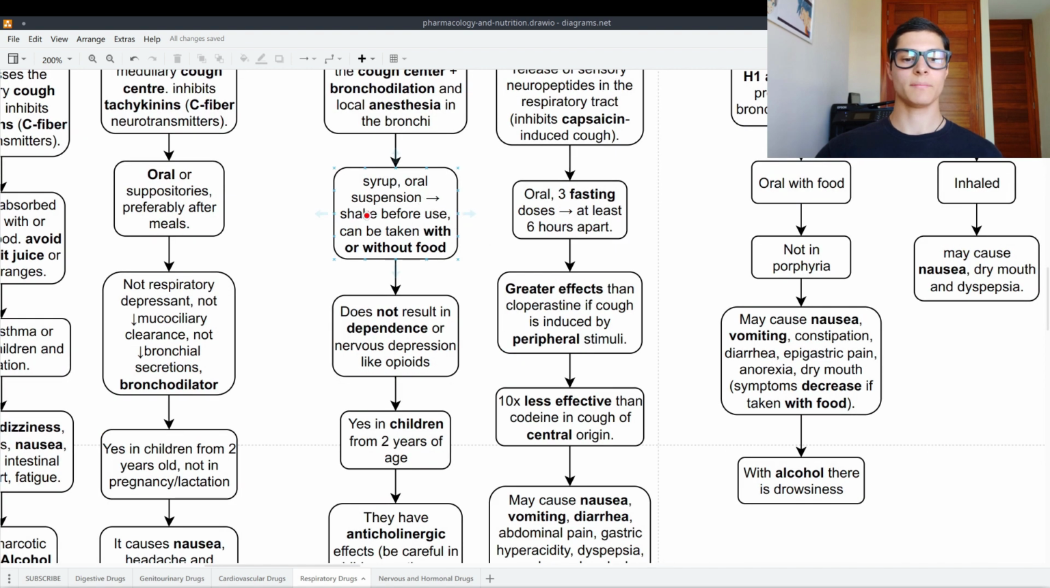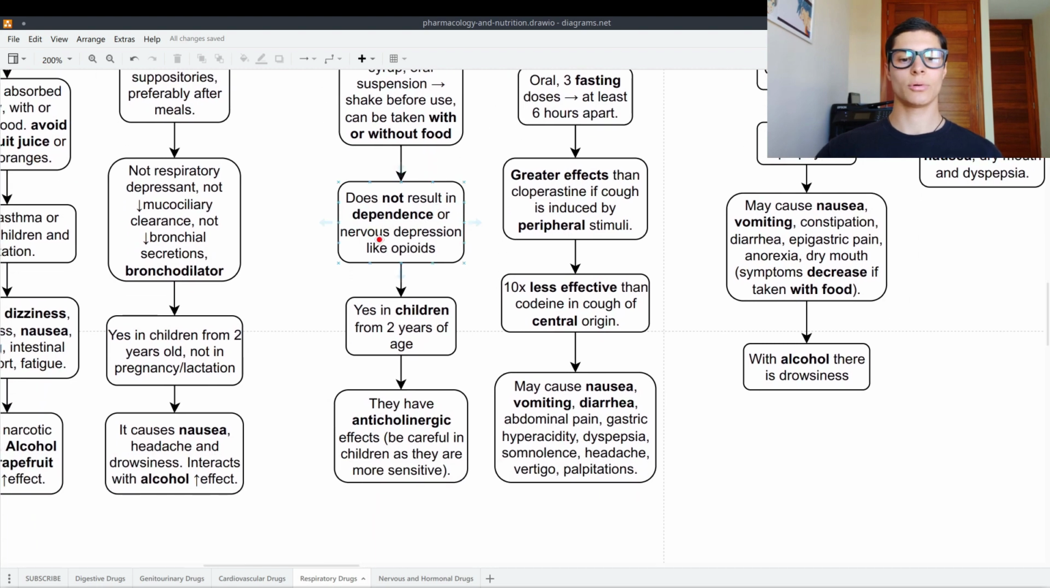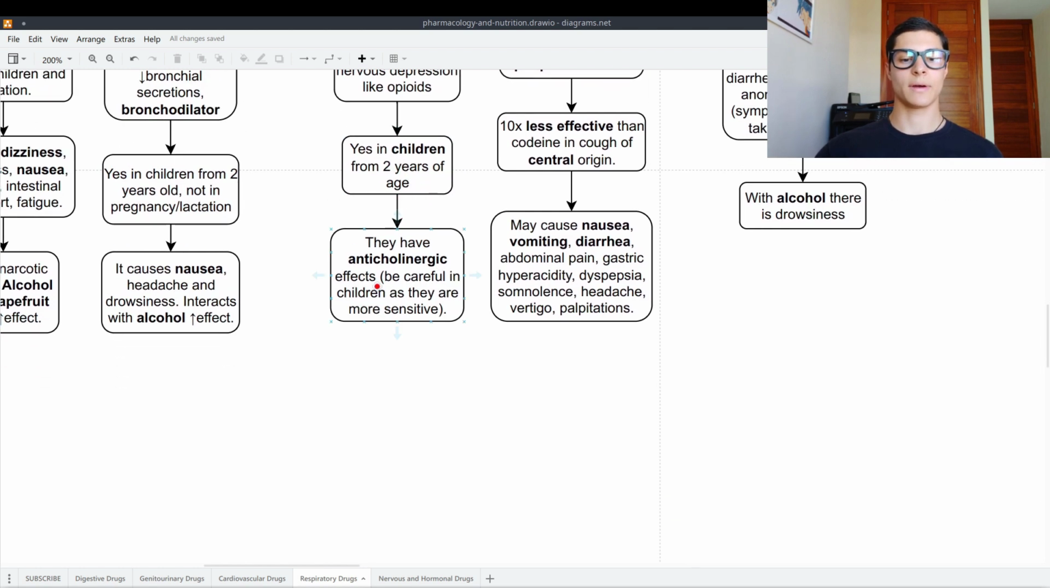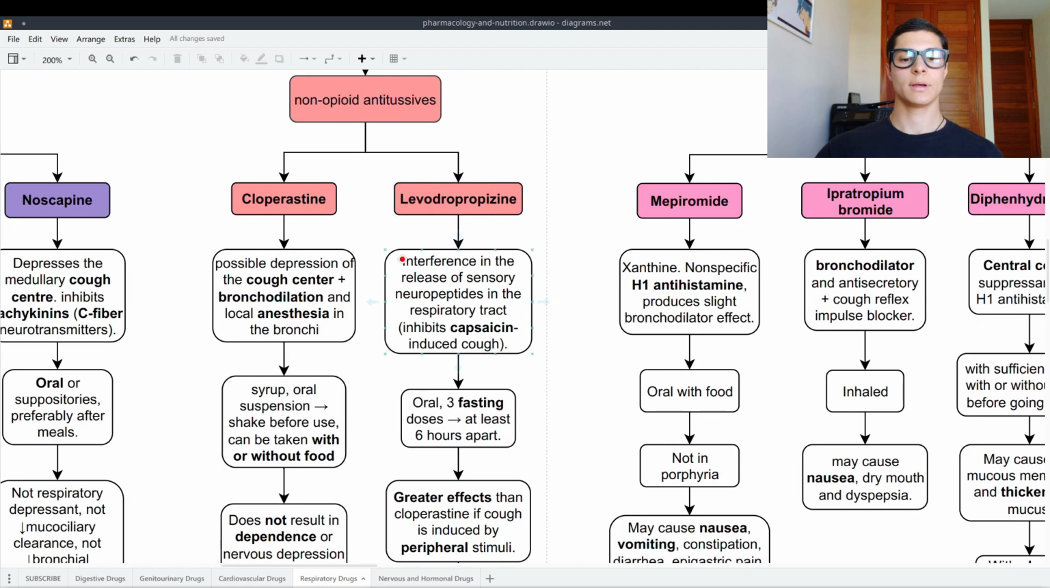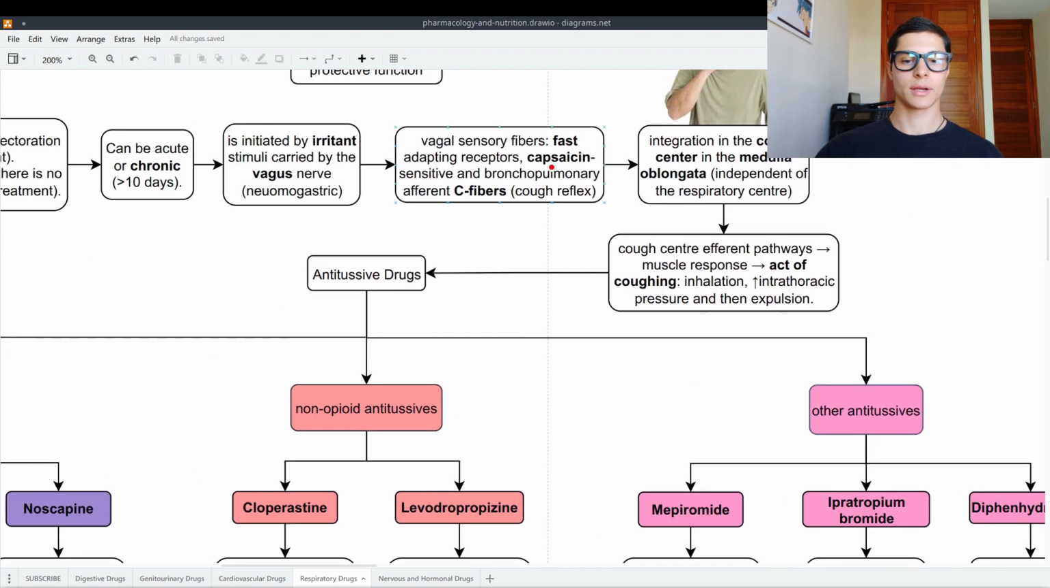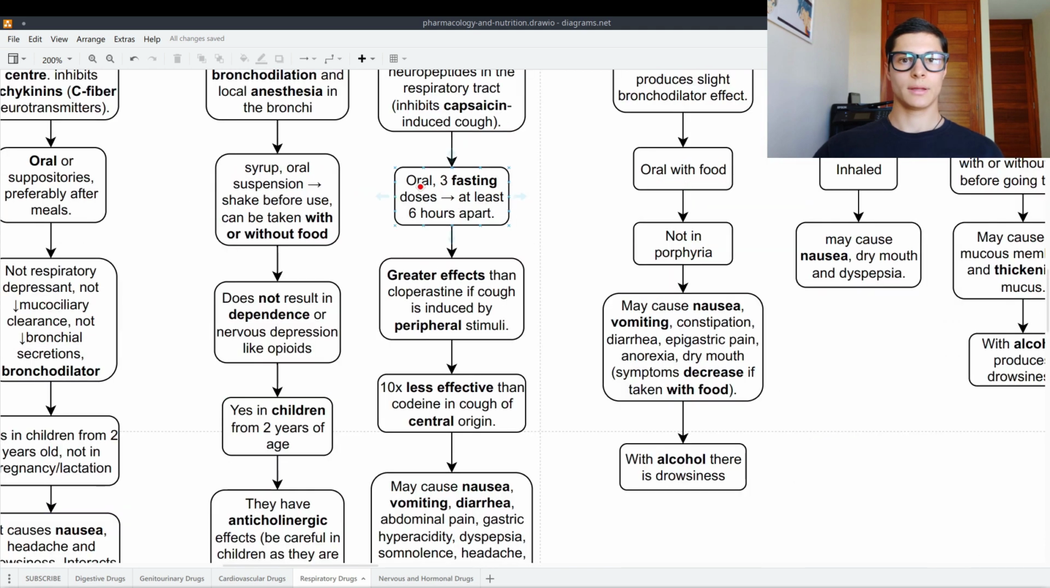Syrup, oral suspension, shake before the use, and can be taken with or without food. It does not result in dependence or nervous depression, like the opioids. You can prescribe it in children from 2 years of age, and it has anticholinergic effects. So be careful in children as they are more sensitive. The levodropropizine has an interference in the release of sensory neuropeptides in the respiratory tract. So what it does, it's inhibiting the capsaicin-induced cough. If you remember, the capsaicin is one of the vagal sensory fibers. It is taken orally in 3 doses when fasting, and space them at least 6 hours apart.